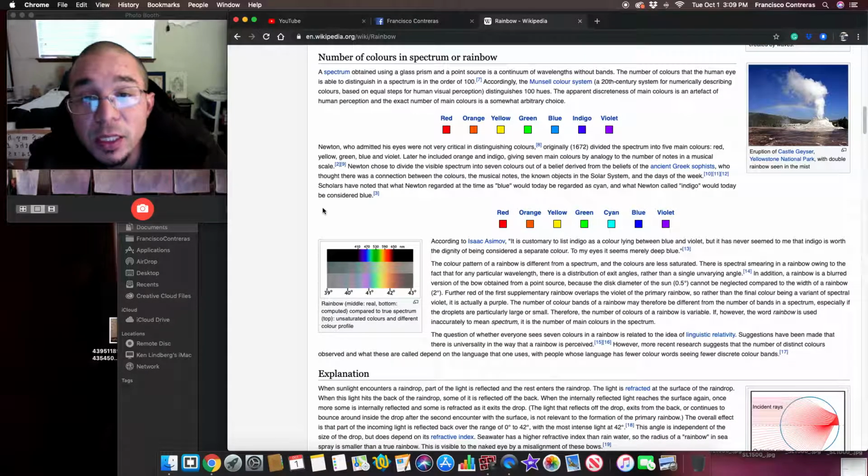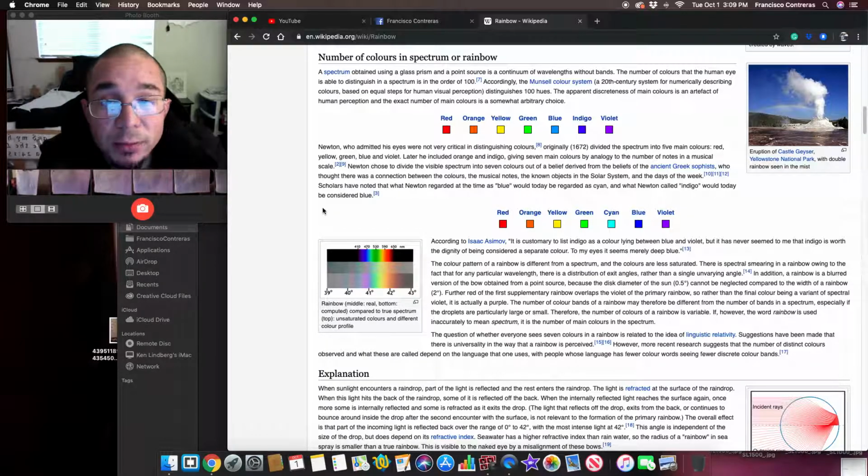Number of colors in the spectrum of a rainbow. A spectrum obtained using a glass prism and a point source is a continuum of wavelengths without bands. The number of colors that the human eye is able to distinguish in a spectrum is in the order of 100. According to the Munsell color system, a 20th century system for numerically describing colors based on equal steps for human visual perception, it distinguishes 100 hues.